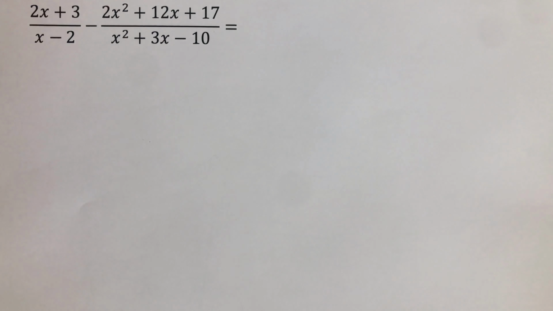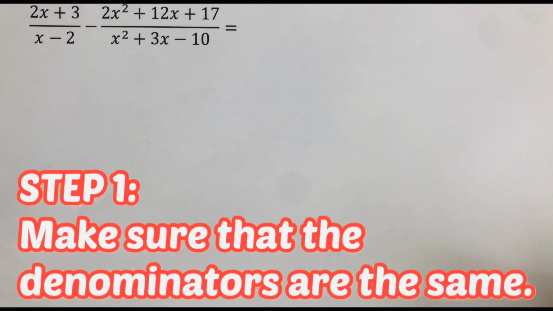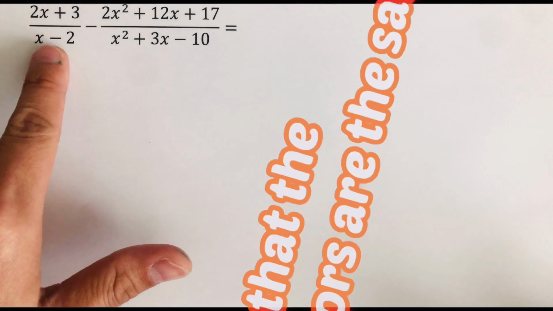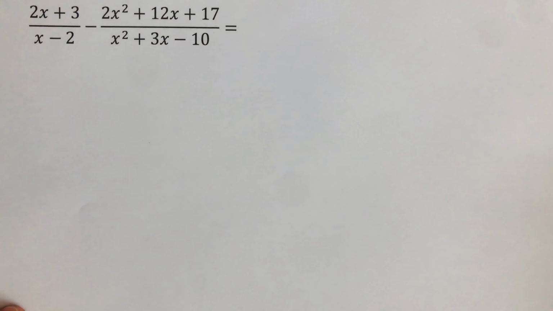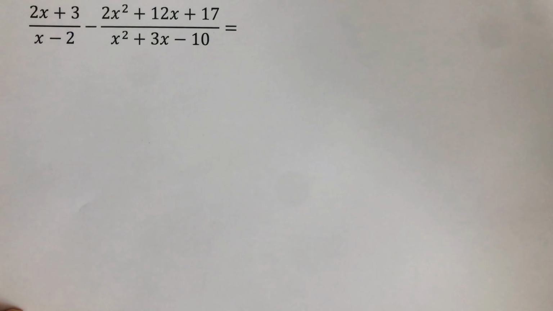Okay, so we go over the problem here. Again, we pretty much have to follow the same steps. The first step is to make sure that their denominators are the same. In this case right here, their denominators are not the same. So we can go ahead and first factor this part right here, which I will show on the side.